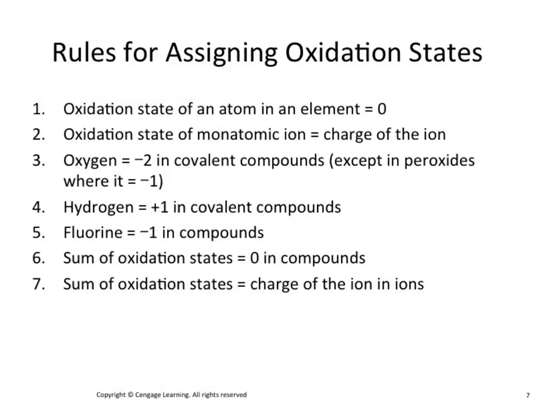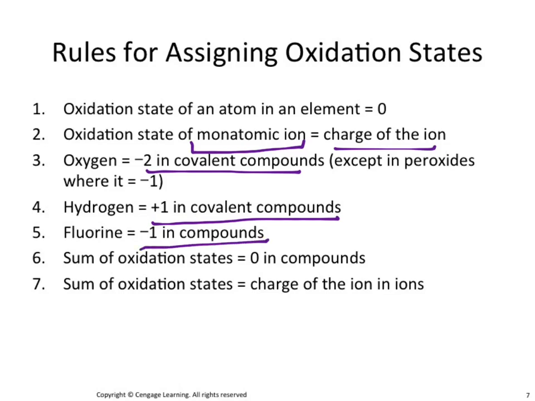Any free element that is by itself has an oxidation state of 0. Oxidation states of your monatomic ions is just that charge. Oxygen is a -2 in covalent compounds, hydrogen's a +1, and fluorine's a -1. And a monatomic ion is not like a polyatomic, so it's just a regular ionic bond, just between two atoms.